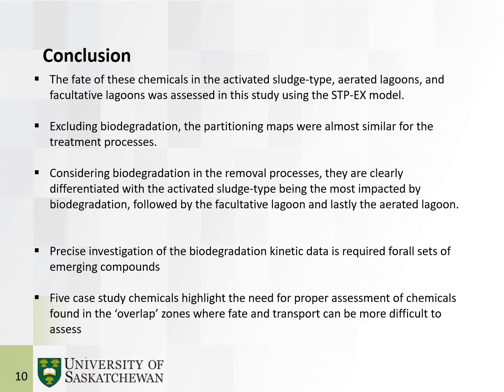Overall, these partitioning maps were similar for the three municipal wastewater treatment plants without consideration of biodegradation. Once biodegradation was included, there was a clear difference between the three processes, with the activated sludge type being the most impacted by biodegradation, followed by the facultative lagoon, and lastly the aerated lagoon, which shows the necessity of precise investigation of the biodegradation kinetics for the emerging compounds in these systems. Additionally, the 5 case study chemicals highlighted the need for proper assessment of chemicals found in the overlapping zones in the partitioning maps, where the fate and transport of the chemicals would be more difficult to assess.